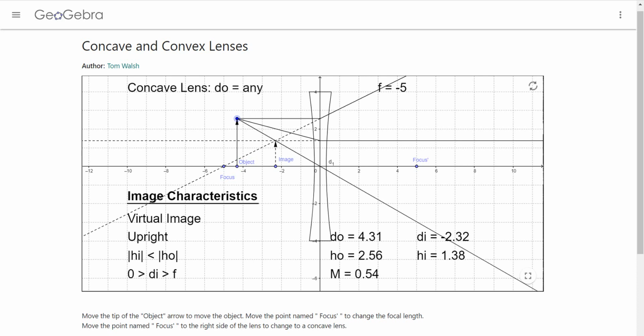So play around with that simulation some more. I'll provide a summary for you, just a summary chart for you. So make sure you're comfortable with drawing these ray diagrams.